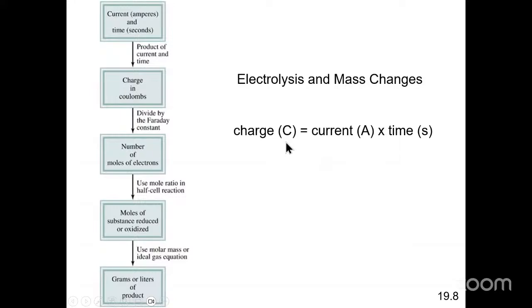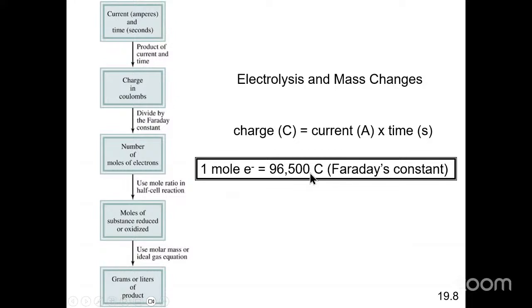The charge is measured in coulombs, which I think, if I remember correctly, I introduced that unit to you the last time, right? So charge measured in coulombs is equal to the current, measured in amperes, multiplied by the time in seconds, right? So that's the first thing you have to do. You have to calculate the charge in coulombs, right? And then you have to divide that charge by Faraday's constant. Now, if you remember, Faraday's constant is the amount of charge that is carried by 1 mole of electrons, right? So once you divide the charge by Faraday's constant, you're going to get the moles of electrons.